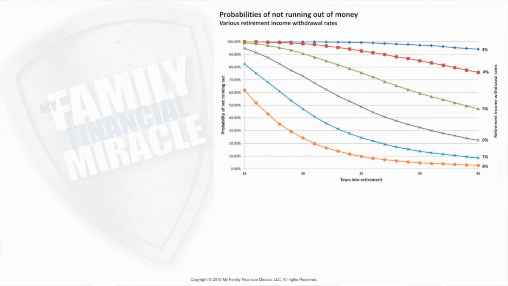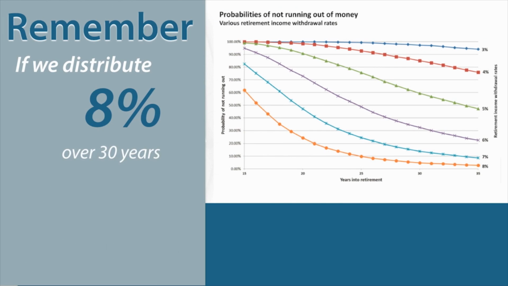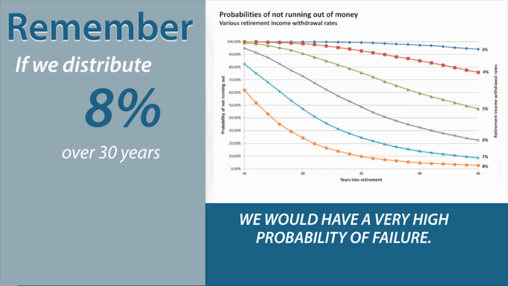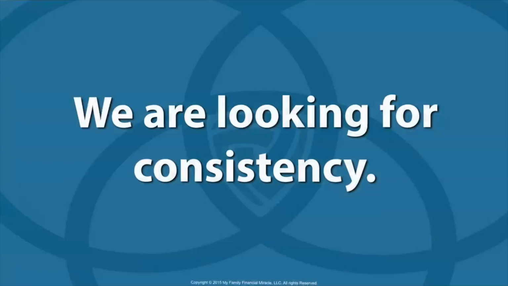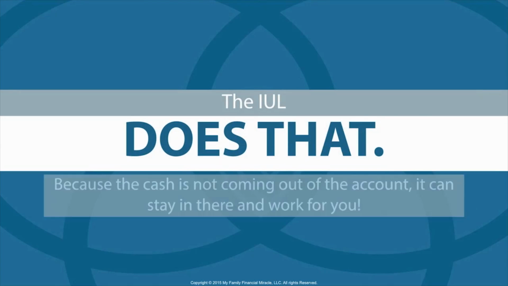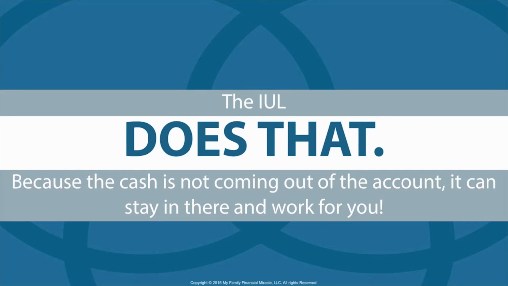Remember that I just explained to you that if you distribute an 8% payout over a 30-year period of time, we would have a very high probability of failure. And if you did that with a portfolio exposed to a sequence of returns, that is an absolute. But with the IUL, we never kill compounding, so sequence of returns doesn't matter. We're looking for consistency, and because the cash doesn't come out of the account, it can stay there and work for you, even if you've already spent it. Isn't that cool? You just learned something most people have never heard of or understand.